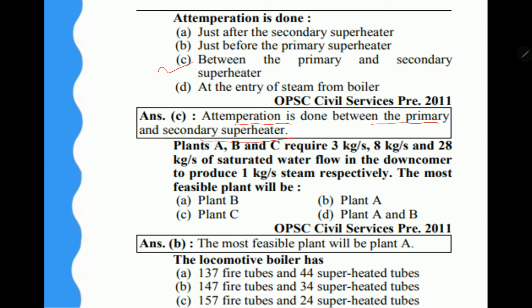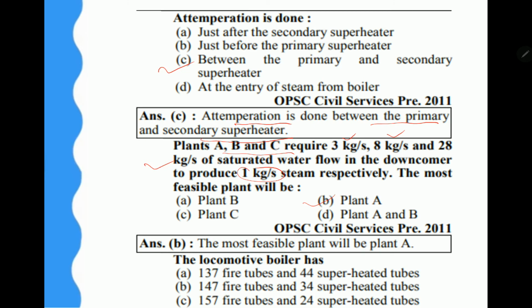Plants A, B and C require 3 kg per second, 8 kg per second and 28 kg per second of saturated water flow in the downcomer to produce 1 kg per second of steam respectively. The most feasible plant will be plant A, so option B is the right answer.